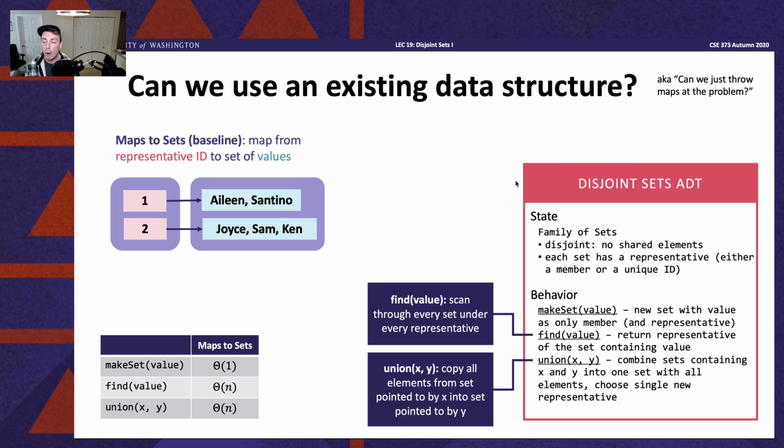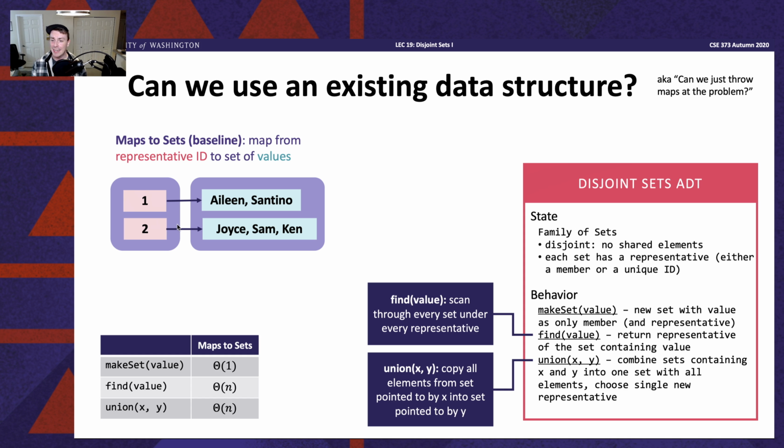What you could do, probably the simplest representation, is make a map from the identifier for each set. So maybe we label the first set 1, the second set 2, and then we map it to all of the elements that belong to that set. You make this mapping from ID to all of the elements in that set. Then to find a value, say find what set Eileen is in, we have to scan through all of these sets that we're being mapped to and find Eileen.